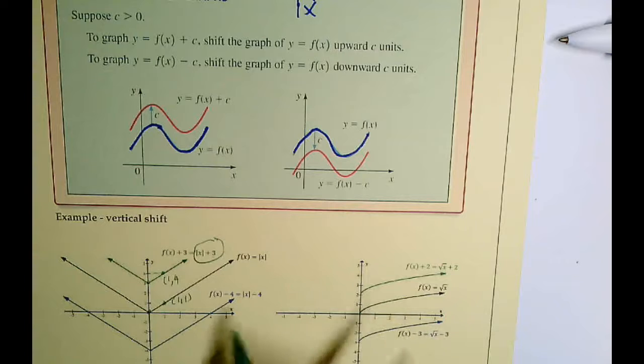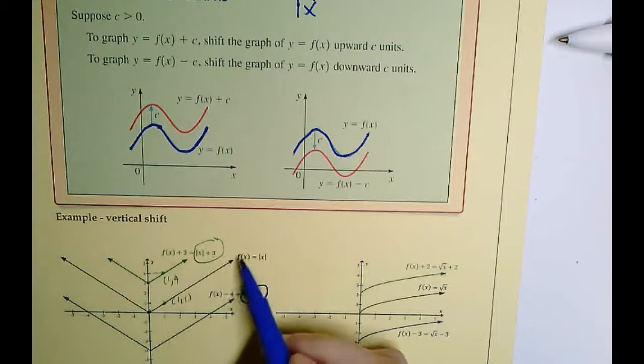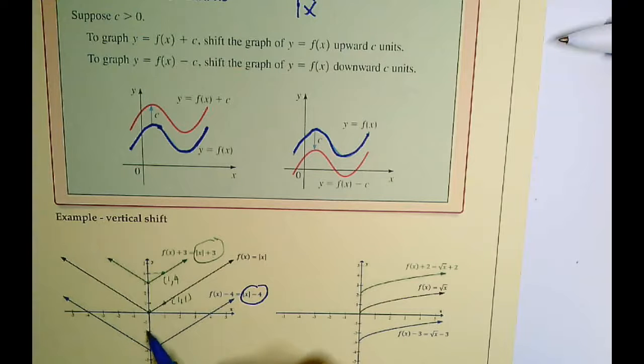And then the function absolute value of x minus 4, you just take the absolute value of x and you move it down 4 units. So for example, the point (0, 0), what did it change into? Well, the x stayed the same because you didn't move it to the left or to the right. It was just up and down. And the y was 0 and you moved it down 4 units, so the y is negative 4.